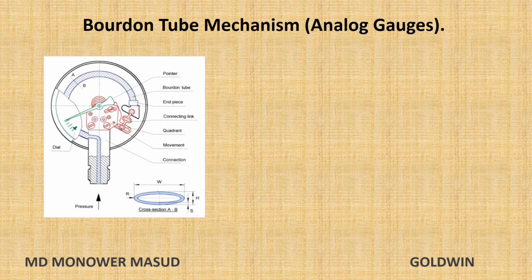Components. Bourdon tube: curved, hollow tube. Linkage system: connects the Bourdon tube to the pointer. Calibrated dial: to display pressure values.